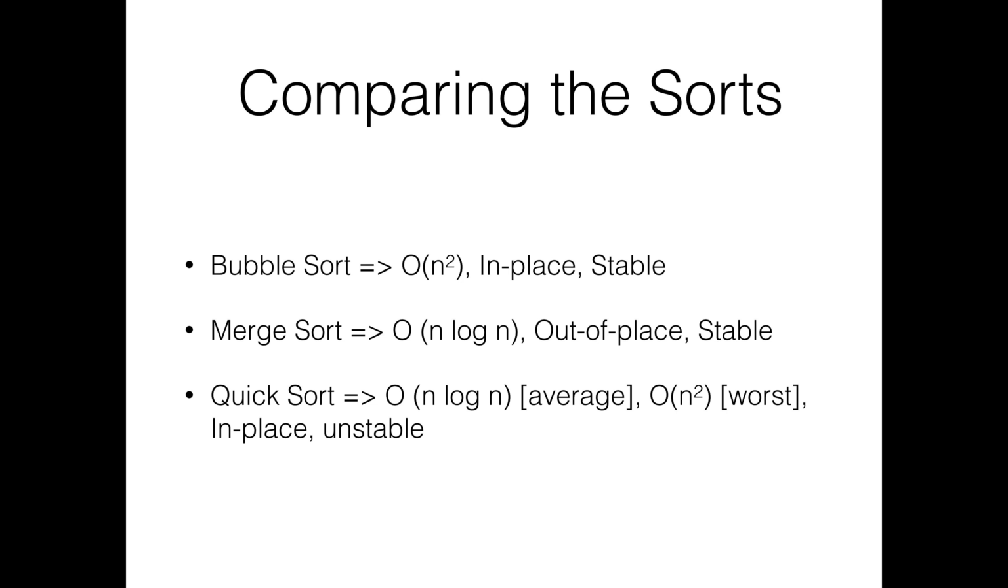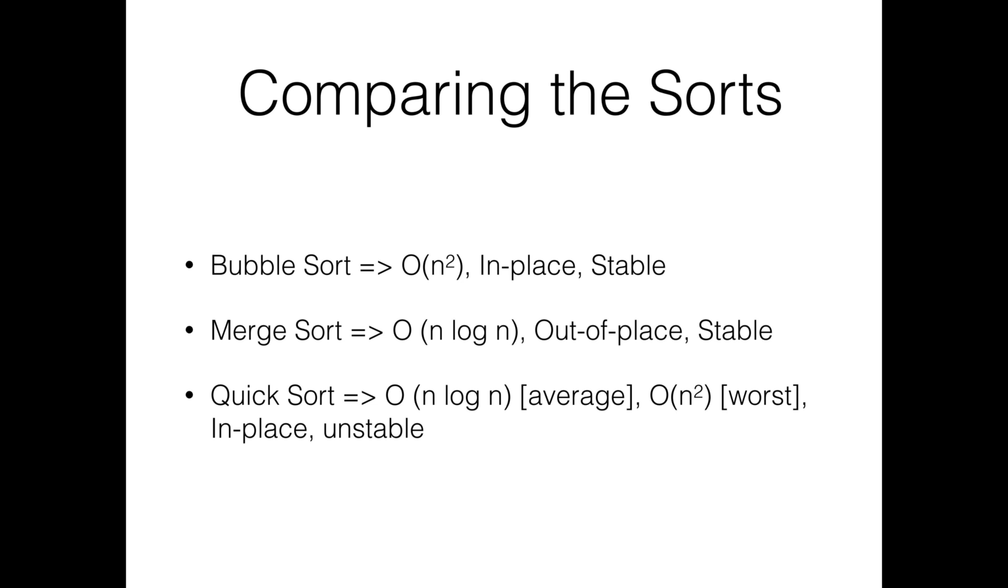I was looking up where these sorts are used. One of the things that was interesting is that the JavaScript implementation uses insertion sort, which is similar to bubble sort and runs in quadratic time, for arrays that are 10 or less, and anything more than that, I think it uses quick sort. I think Safari uses merge sort for its sorting algorithm, maybe because it's stable, even though it needs more space.